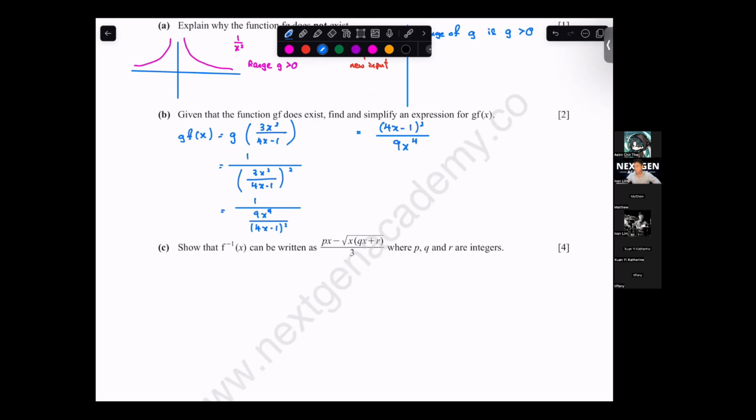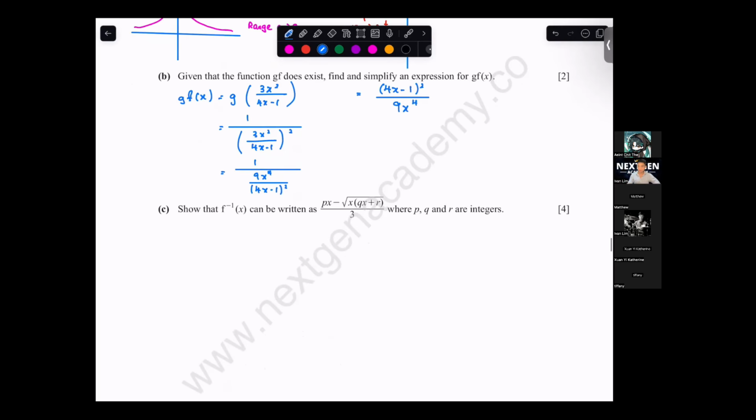Question C. I think a lot of students get stuck on this, right? This question has come out a few times already. If you all see from the 2020 to 2023 papers, this specific type of question has come out a few times. Now they say, find your f inverse of x. I'm going to find f inverse of x first. So let y equal f inverse of x. f of y is equals to x. 3y squared over 4y minus 1 equals to x.